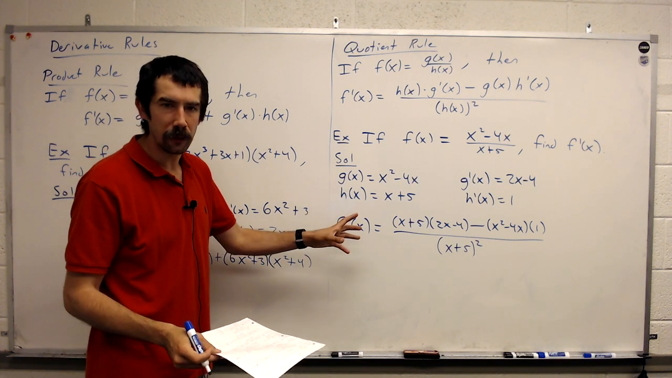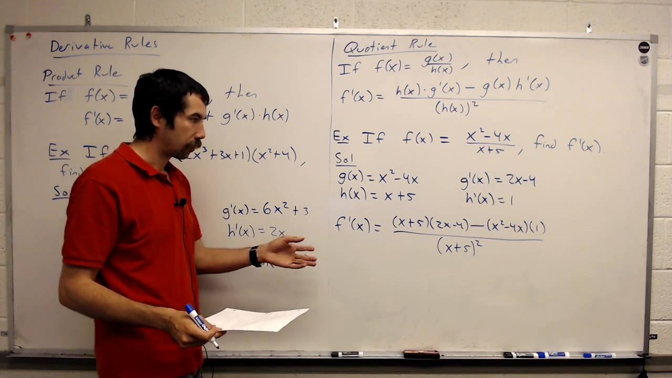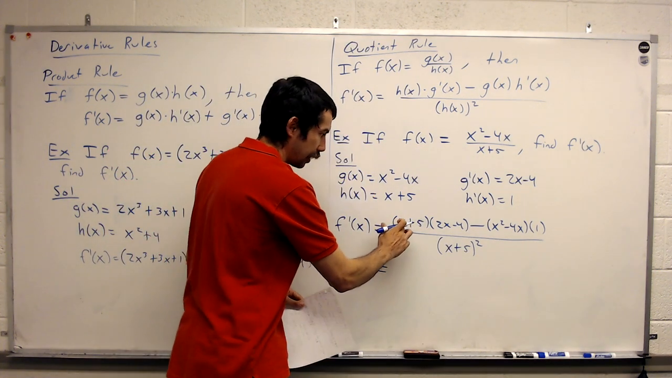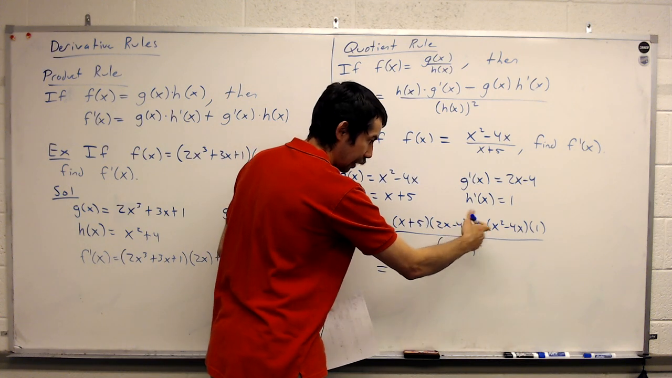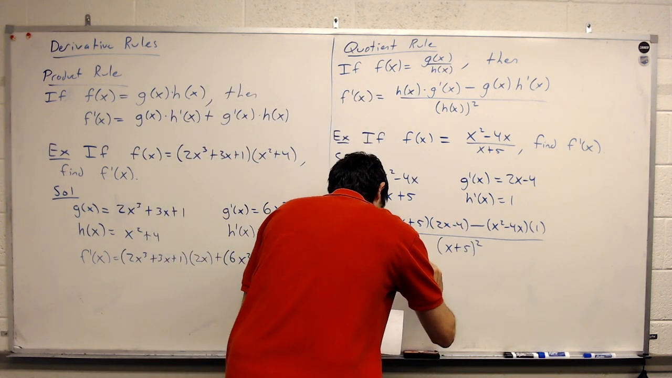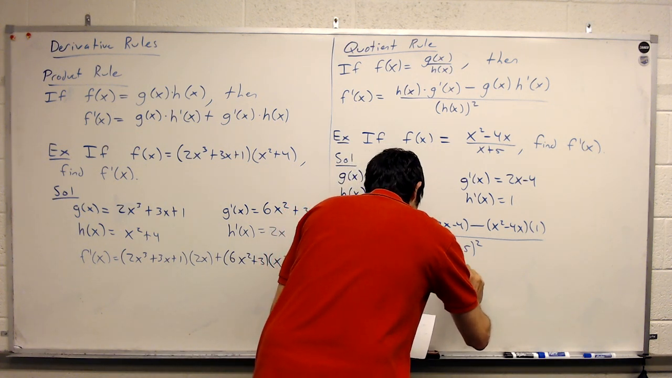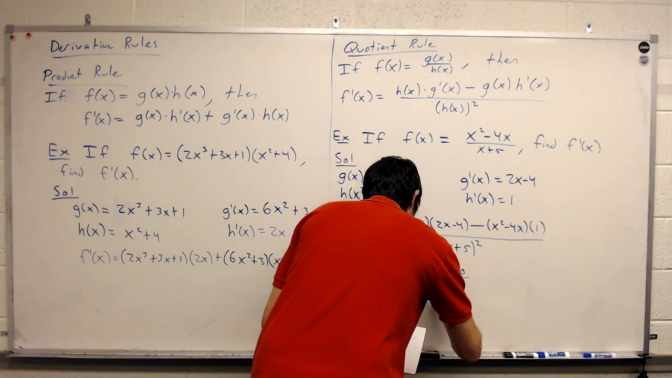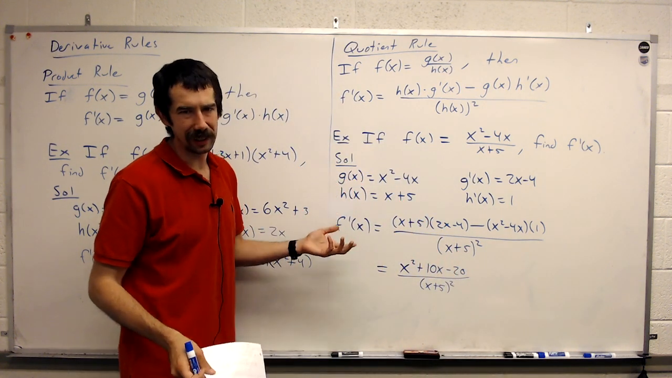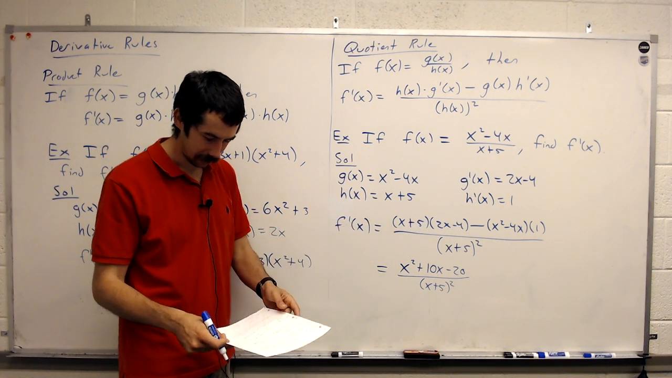Okay, and this is a perfectly fine way to leave it. If you want, we could clean this up a bit by distributing and then combining like terms, and it simplifies to x squared plus 10x minus 20 over (x plus 5) squared. But really, there's no need to simplify. So I mean, this is typically how I would leave my answer.